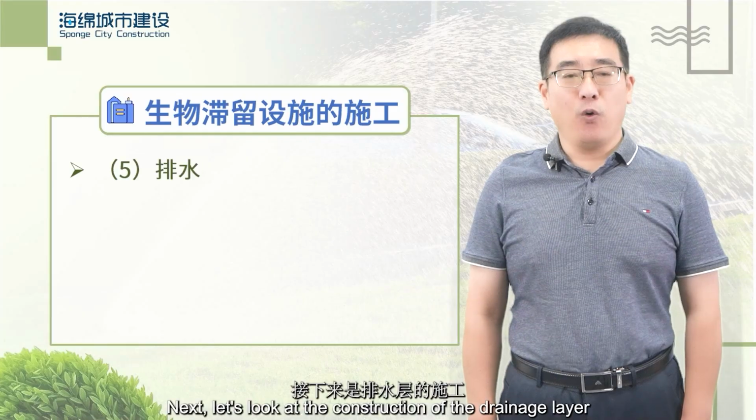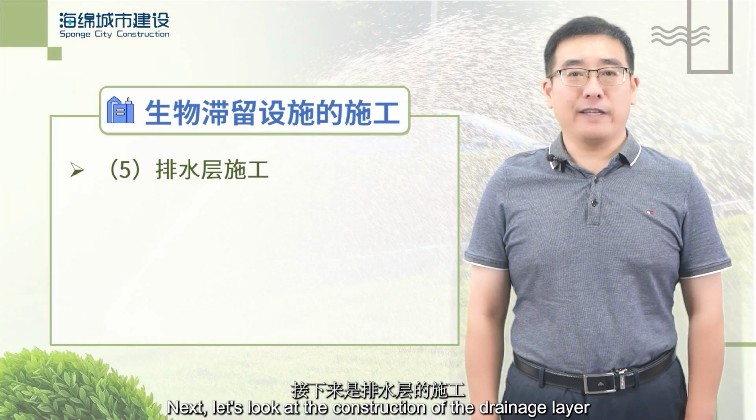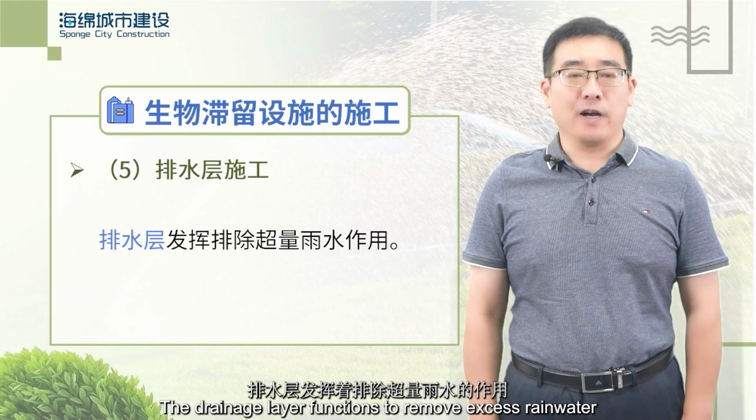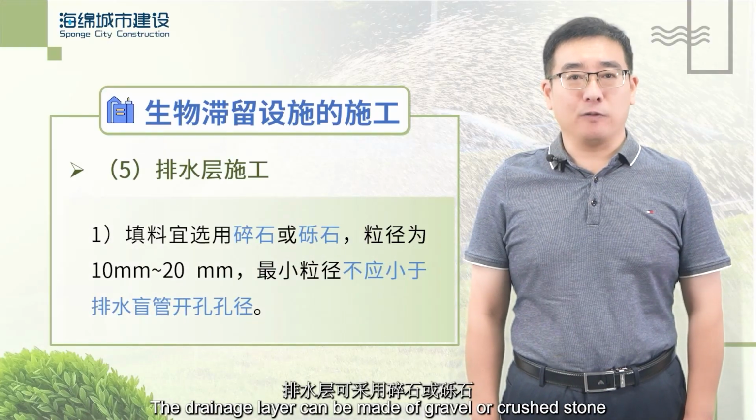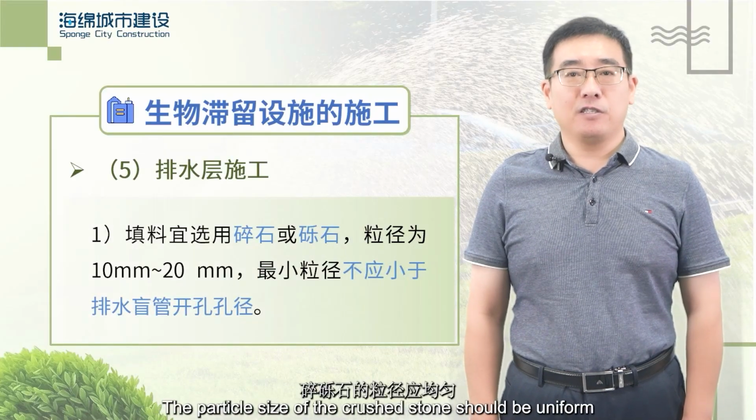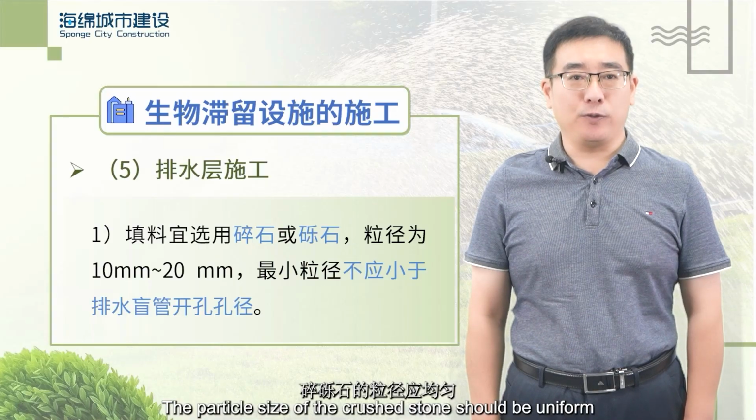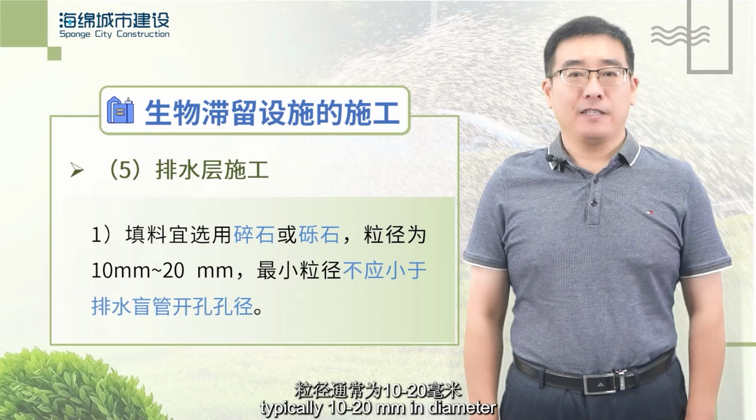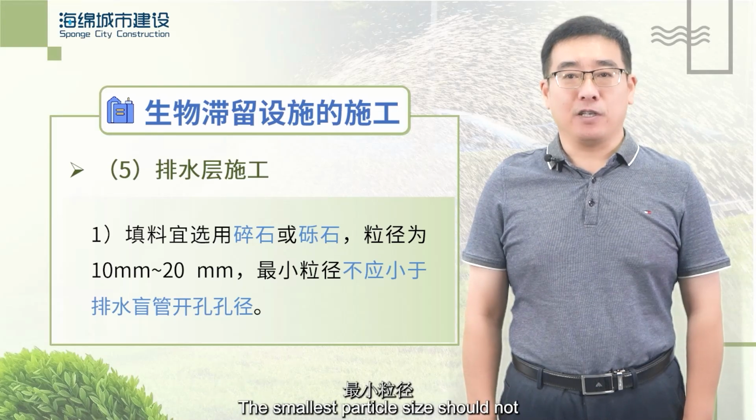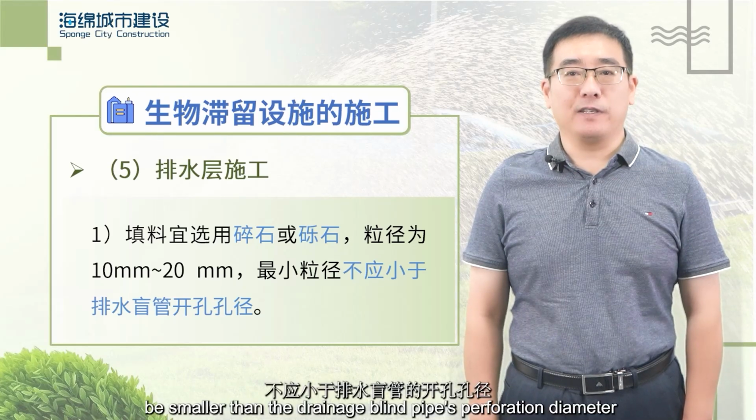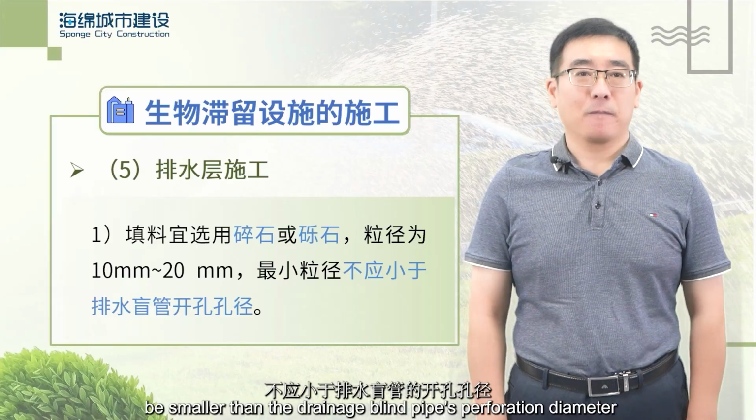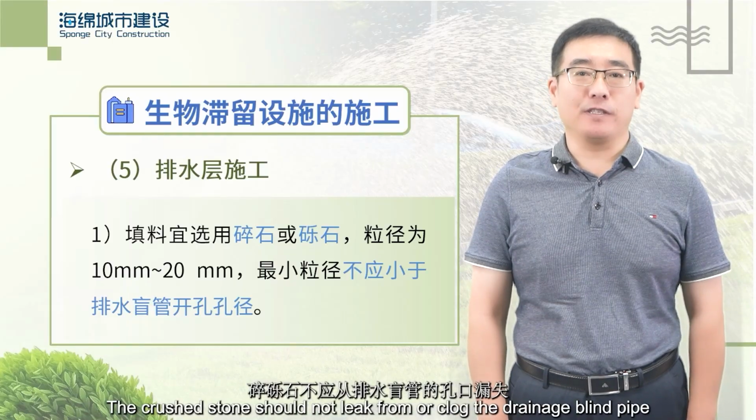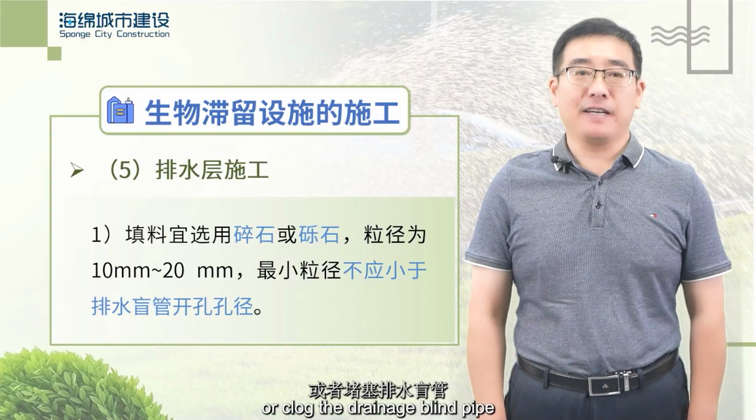Next, let's look at the construction of the drainage layer. The drainage layer functions to remove excess rainwater. The drainage layer can be made of gravel or crushed stone. The particle size of the crushed stone should be uniform, typically 10 to 20 millimeters in diameter. The smallest particle size should not be smaller than the drainage blind pipe's perforation diameter. The crushed stone should not leak from or clog the drainage blind pipe.